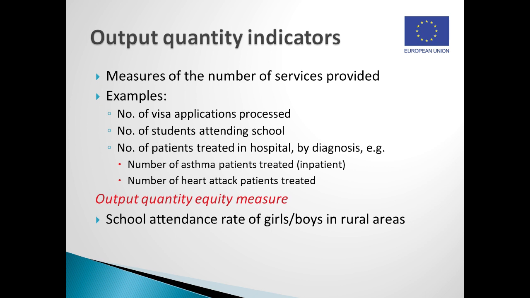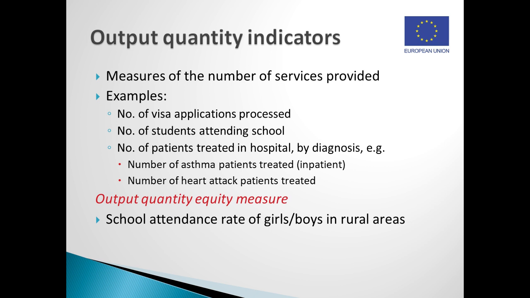For example, let's suppose that the country has a problem with female access to schools in rural areas, that girls tend to attend school at lower rates than boys in those rural areas. Well, in that context, a very useful equity measure would be a measure of the school attendance rate of girls divided by the school attendance rate of boys in rural areas.